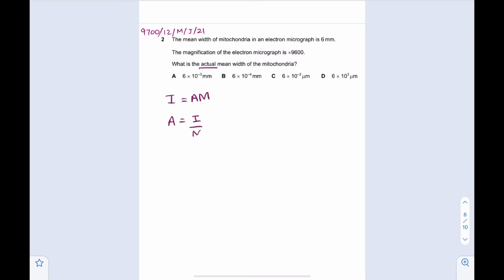So I over M. The image length from the micrograph is 6 millimeters, so 6 into 10 power minus 3. Another hint is that milli always equals 10 power minus 3. Milli means 1,000, alright? So a millimeter is a 1,000th of a meter. And magnification is 9600.